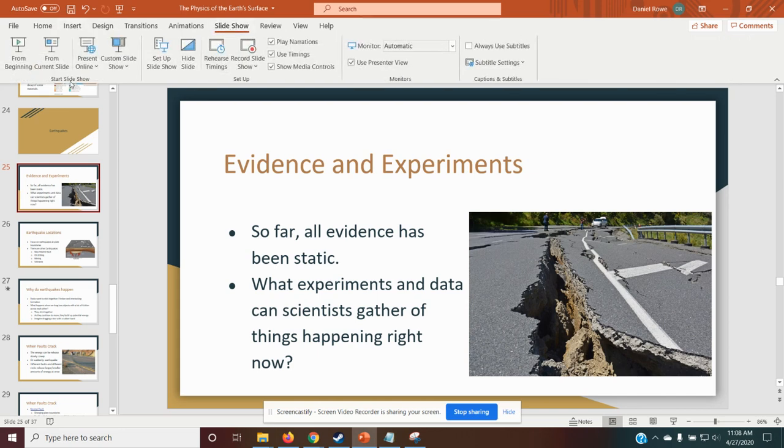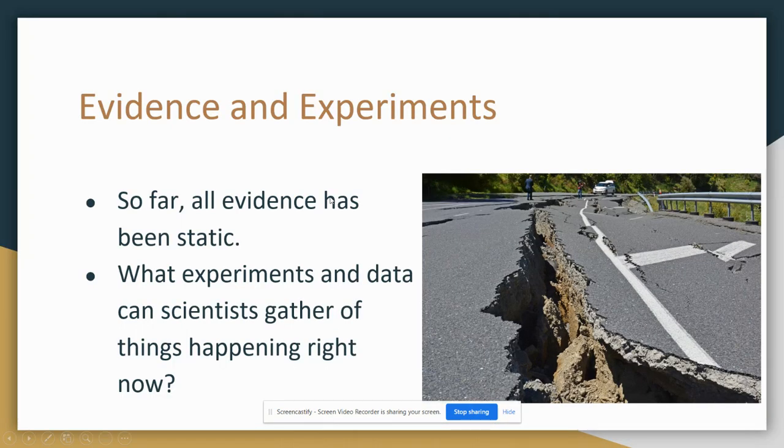Welcome to our next slideshow lecture on the forces involved in shaping the surface of the Earth. So today we're going to be talking about some new information.